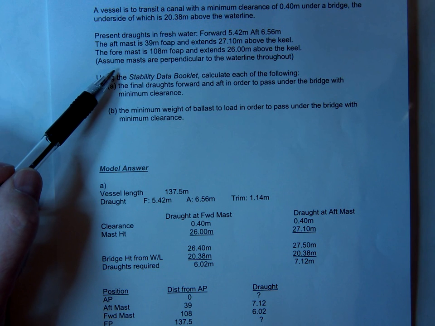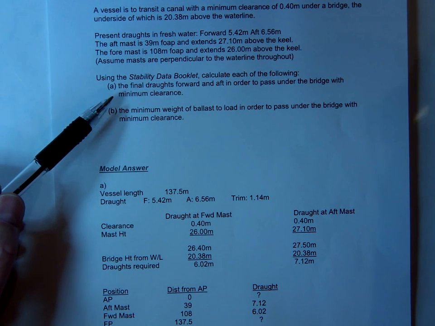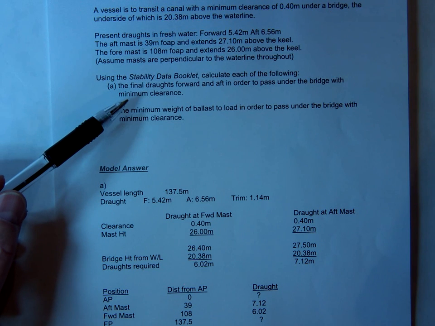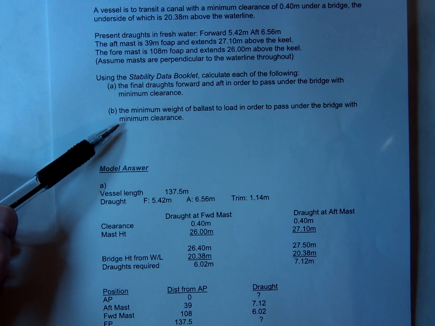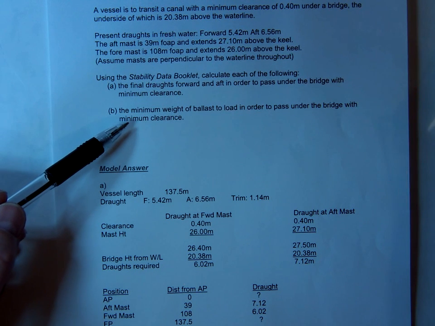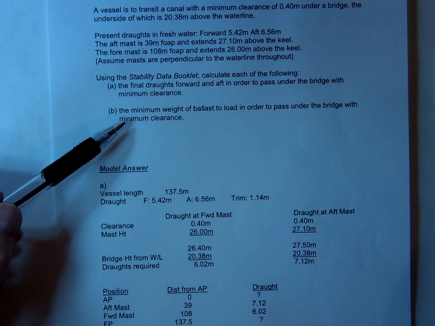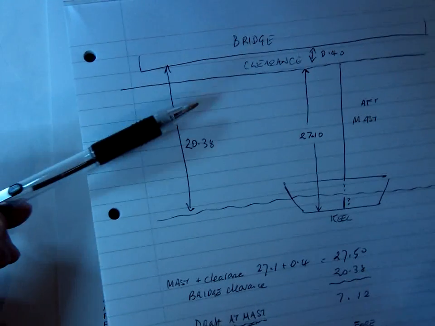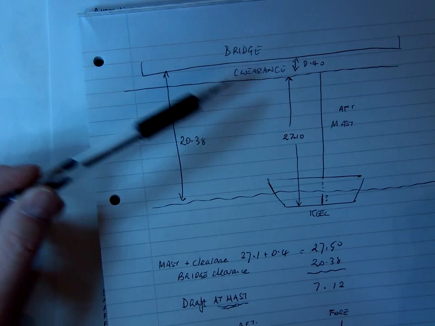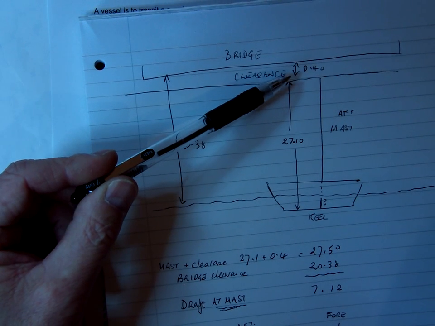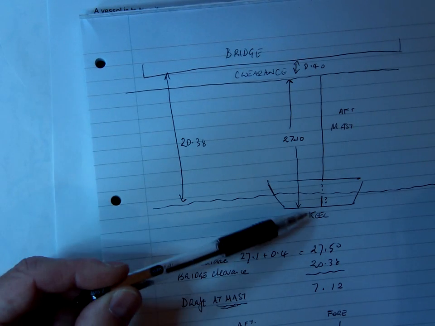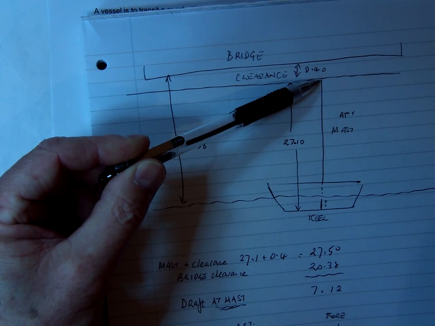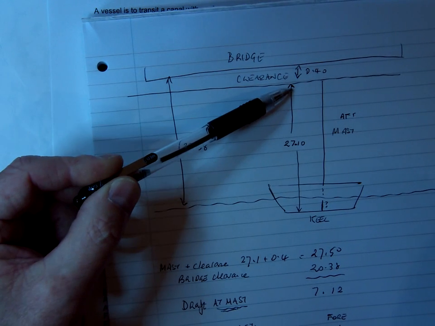The masts are always assumed to be perpendicular to the waterline throughout, and the problem typically asks us to calculate the final drafts forward and aft to pass under the bridge, and then the minimum weight of ballast to load, in this case, to pass under the bridge. Okay, so I've just done a sort of rough sketch here to show you. You have a bridge, the clearance you require 0.4, the distance from the keel to the top of this aft mast is 27.1 metres.